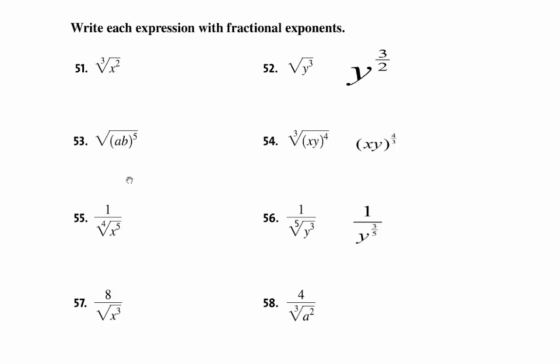Number 56, again, my index is 5, so that's my denominator of the fraction. My power is the 3, that's the numerator. So I'm left with 1 over y to the 3/5. And for number 58, the 4 stays where it is. The 3 is my index, so that's the denominator of my fraction. The 2 is the power, so that's the numerator. So I'm left with 4 over a to the 2/3.